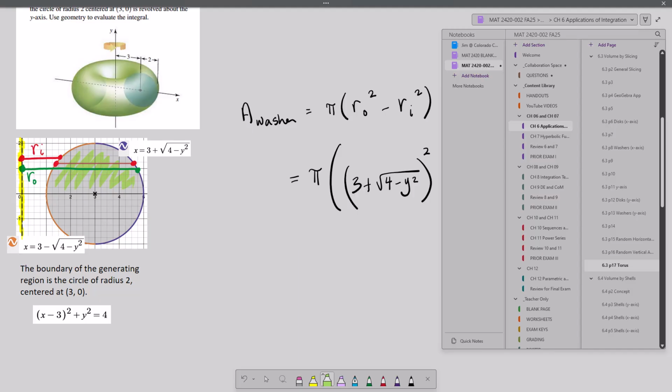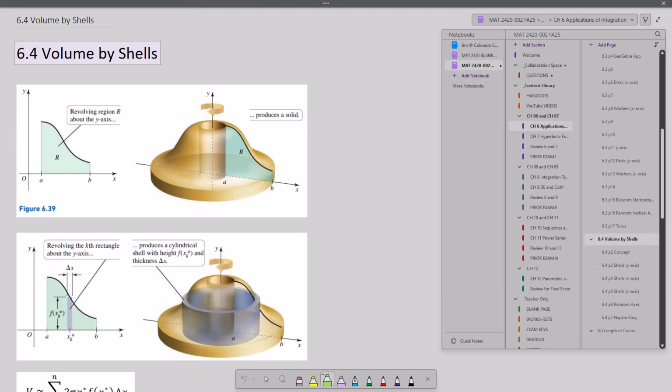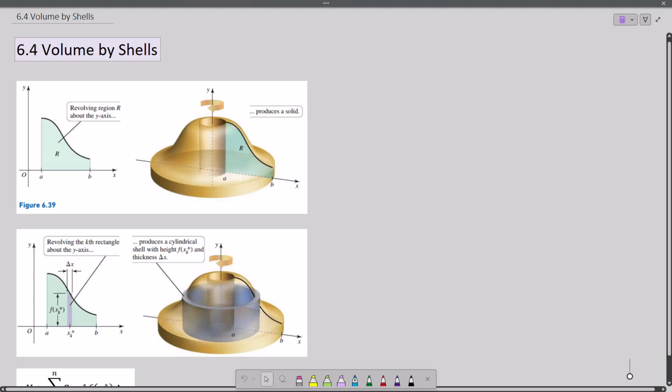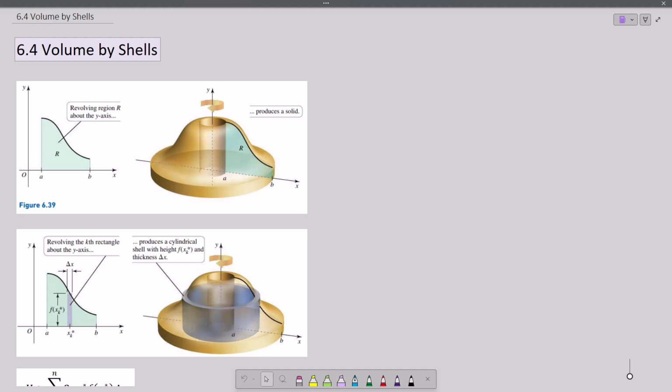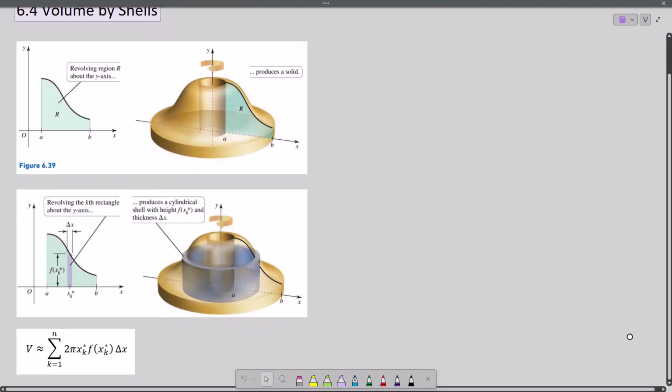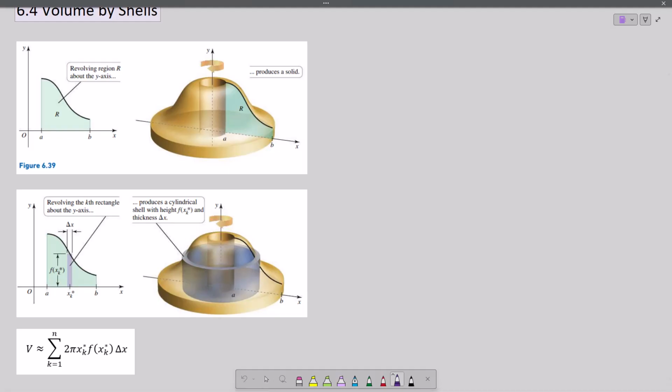All right, everyone's anxious to look at shells. Well, let's take a look at shells, aka cylinders. There's a lot of regions that get rotated where you can't create a disk or a washer. For example, when we look at this shape right here and it's going to be rotated around the y-axis, we can't use a horizontal element easily because the right-hand curve is changing depending on where you draw the element.